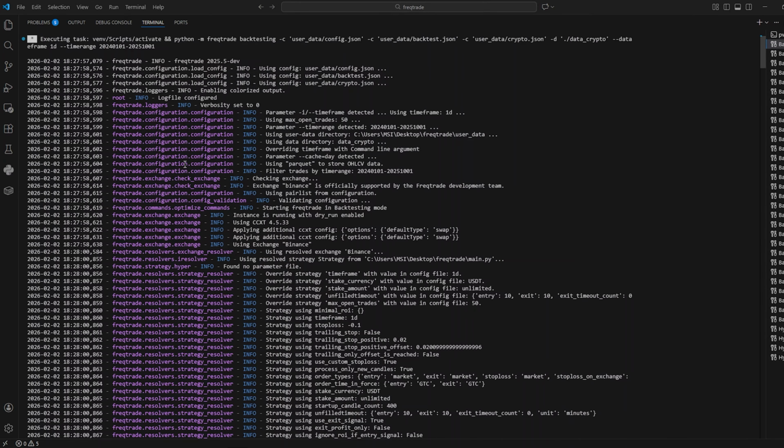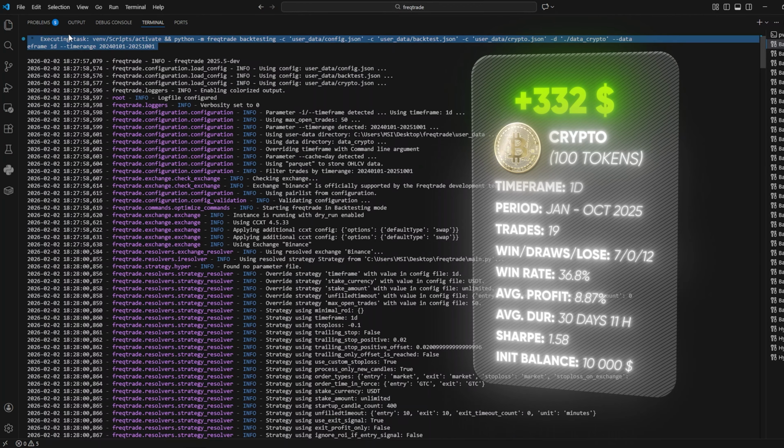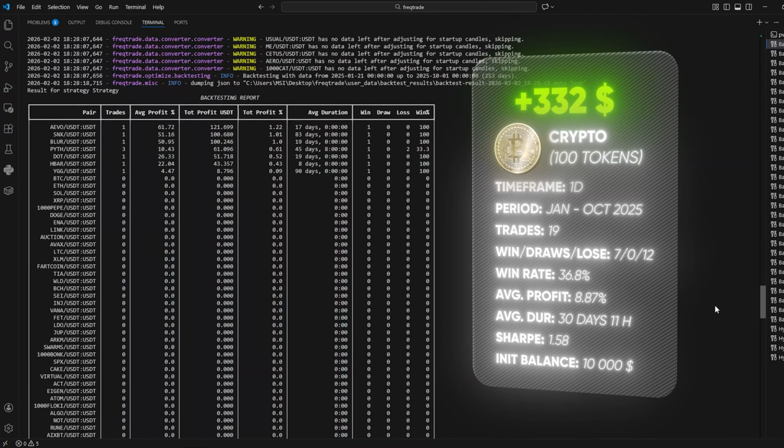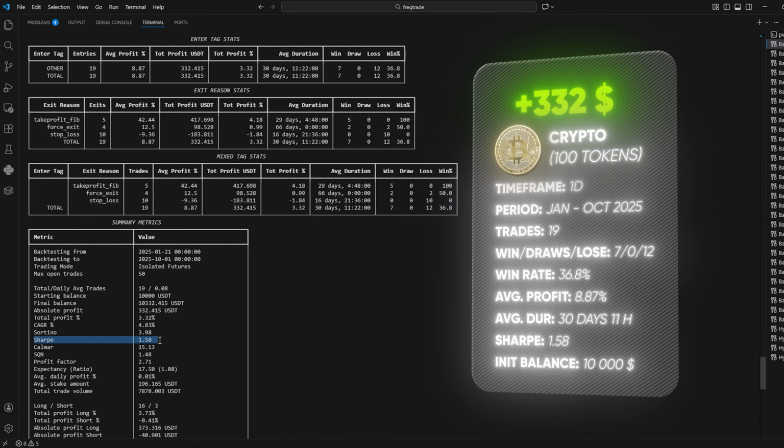Now let's move to backtesting results. Starting with the crypto market, 1 day time frame. You can see the command here on the top. And here we have warnings, then a table of best and worst pairs, some stats and metrics, and our main metric is Sharpe.